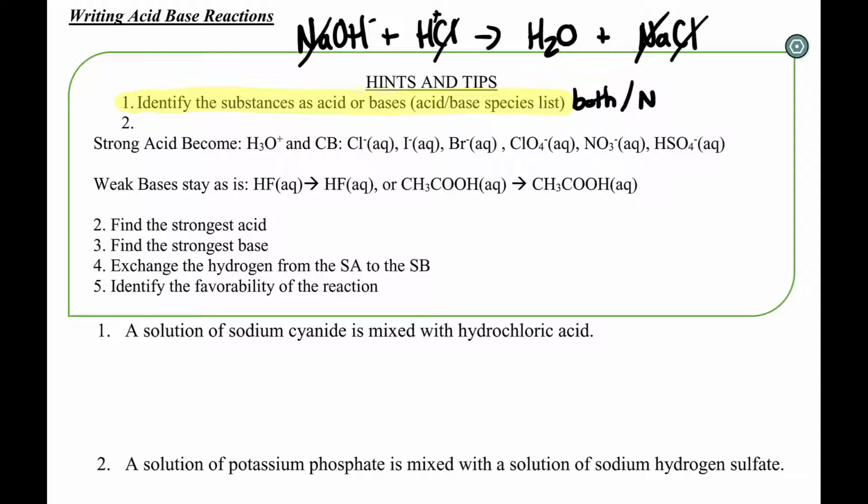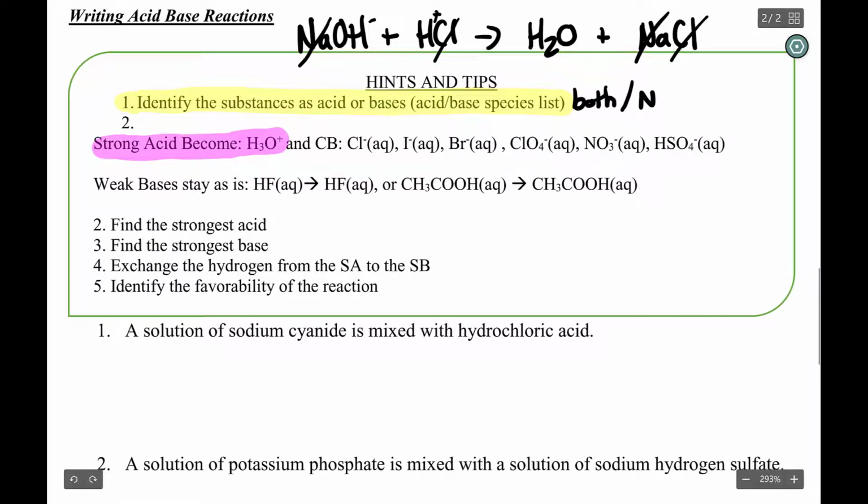Now, what we have to be very careful of is when we are dealing with strong and weak acids. Strong acids simply become H3O plus and their conjugate base. So HCl is H3O plus and Cl minus. Hydroiodic acid is going to be I minus, hydrobromic acid Br minus, perchloric acid ClO4 minus, and so on, nitric acid, sulfuric acid. So we have to change all strong acids essentially into hydronium.